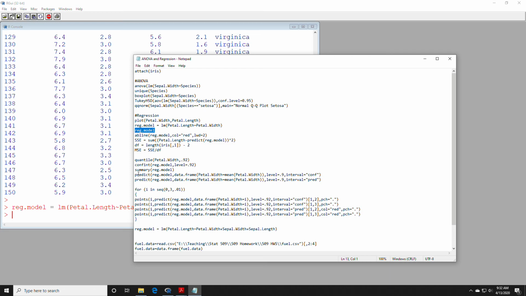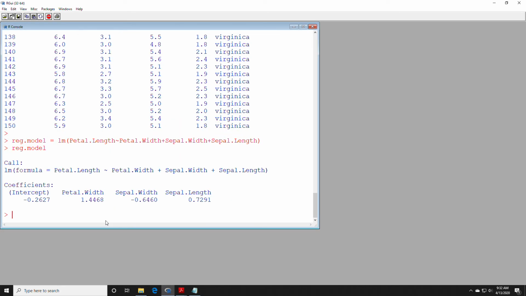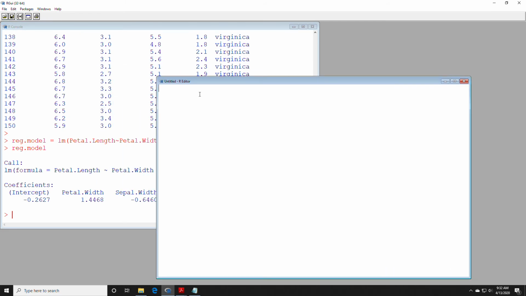So let's look at what this model looks like. It looks like now y hat is equal to negative 0.26, I'm just going to round, plus 1.45 times x1.